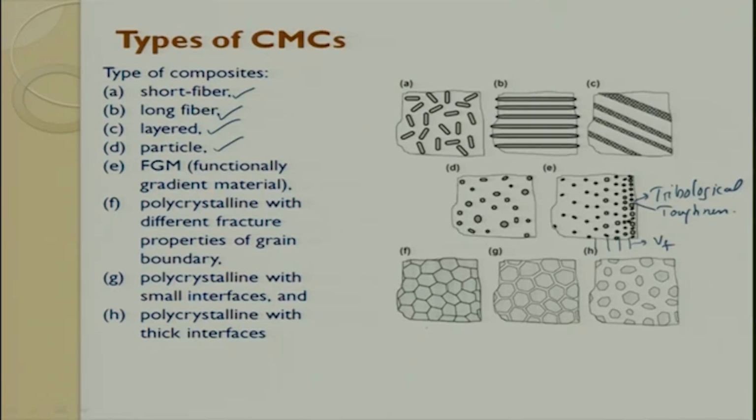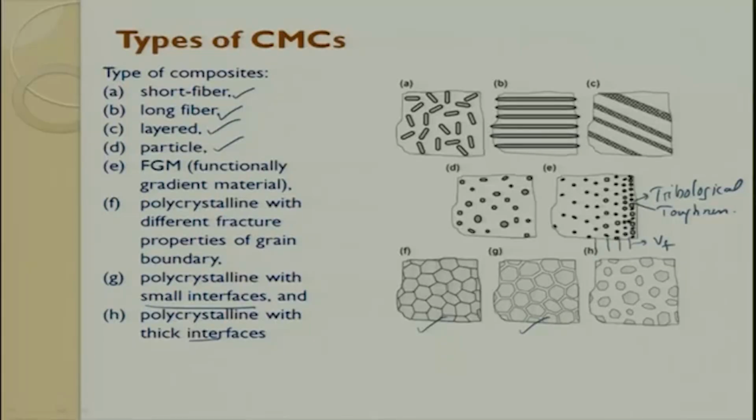Then you can have polycrystalline with different fracture properties of grain boundaries, then particulate with a small interface, and then particulate with a very thick interface. So, these are the different classifications of ceramic matrix composite. I repeat, it can be short fiber, then long fiber, then layered. Layered are basically something like a tape type, which you cut down or use to make a preform. Today you have ceramic tapes available, so you put those tapes wherever you want to reinforce.